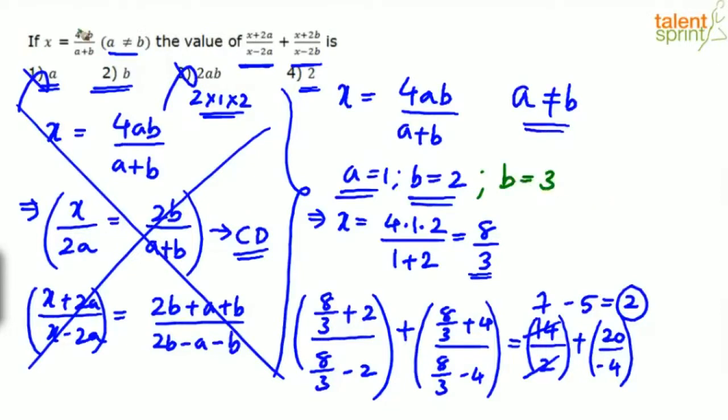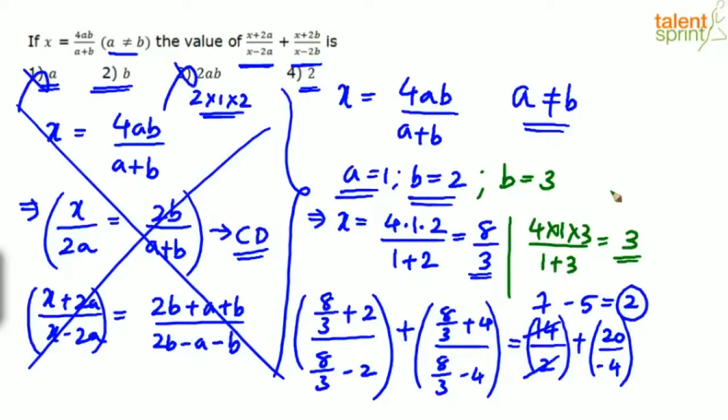So what will be the value? Find out the value of x. x will be equal to 4 into 1 into 3 divided by 1 plus 3. So this is like 12, right? 4 into 3, 12. 12 by 4 comes out to be 3. So we are getting x equals 3. Are you able to follow? 4ab by a plus b. So 4 into a is 1 and b is equal to 3. So 4 into 3, 12. 12 divided by a plus b. So 1 plus 3. 12 by 4 is equal to 3.